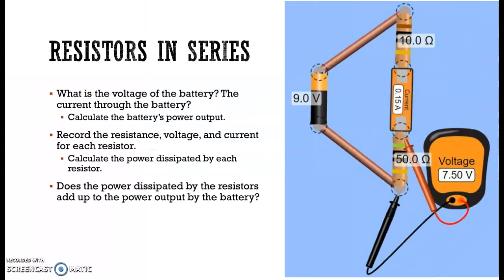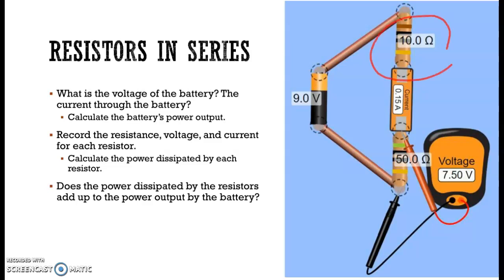Okay, let's take a look also at our series circuit here. First question, what is the voltage of the battery and the current through the battery? Since this is a single loop here with no junctions or nodes, that means that the current through the whole circuit must be the same. Okay, the charge can't just disappear, so the current through the whole circuit is 0.15 amps. We have, of course, 9 volts across the battery, so go ahead and calculate the battery's power output.